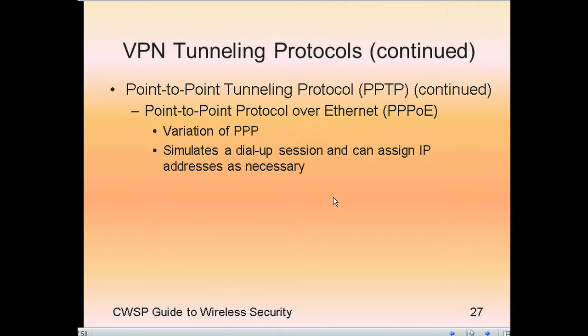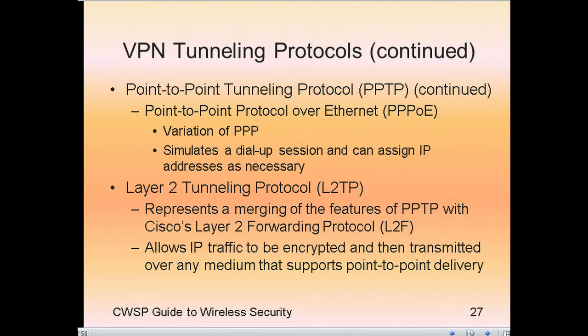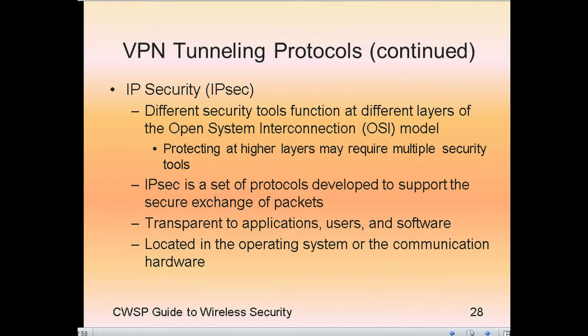It simulates a dial-up session, and if you're configuring Microsoft point-to-point, you're going to use a dial-up connection to do that. Layer 2 tunneling protocol is a merger between point-to-point tunneling protocol and Cisco's Layer 2 forwarding, and it allows IP traffic to be encrypted and then transmitted over the medium, and supports point-to-point delivery. So a little bit higher level of encryption. Point-to-point tunneling protocol is the easiest to configure.